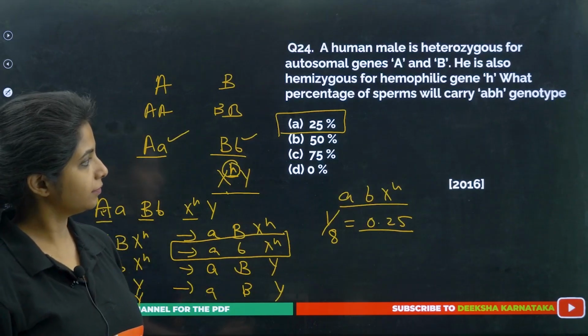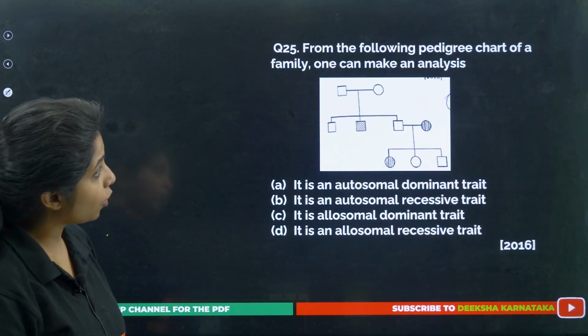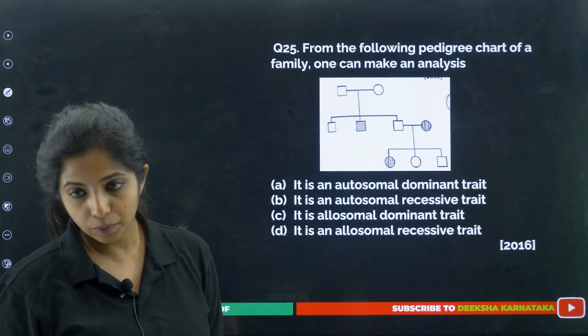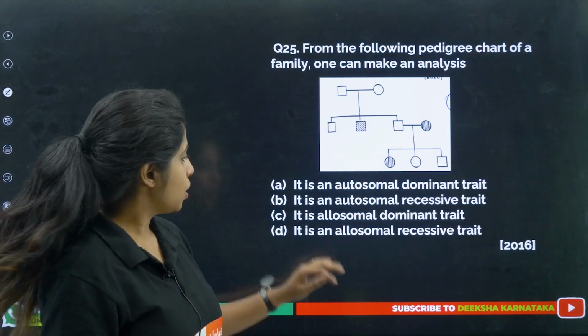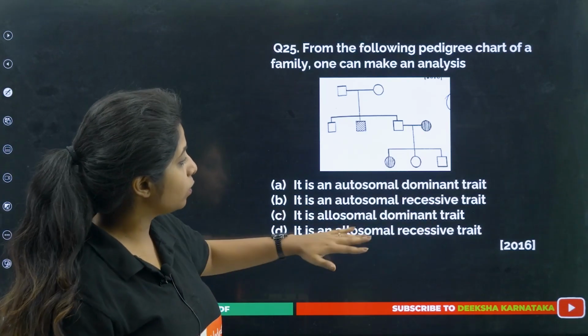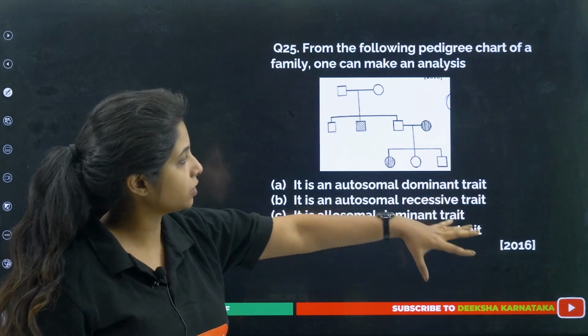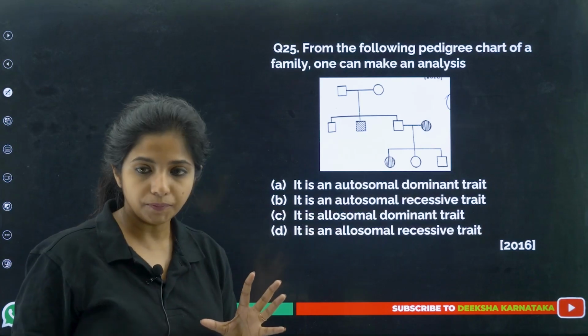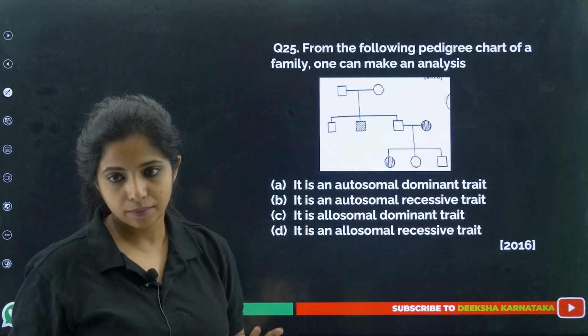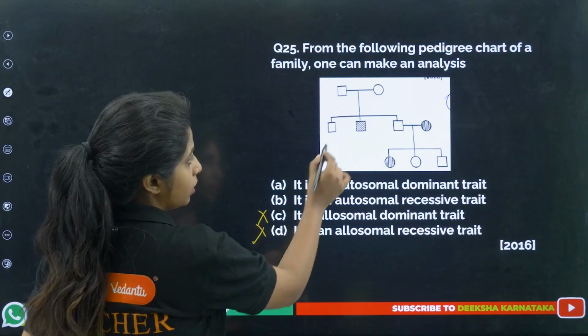Fine. Next question. From the following pedigree chart of a family, one can make an analysis of what type of disease it is: autosomal dominant trait, autosomal recessive trait, allosomal dominant trait, or allosomal recessive trait. If it is allosomal, then allosomal means sex linked. So basically all the sexes should be having the disease.